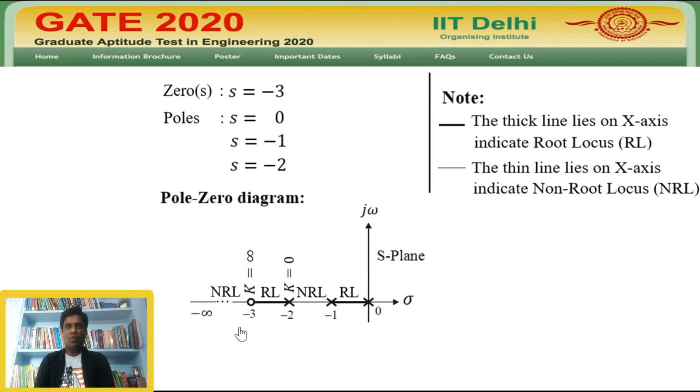From the observation of the root locus theory with this problem, we can conclude the breakaway point exists between minus 1 and 0. Hence, the correct option is A, minus 1 to 0. So, this is the required answer for this problem.